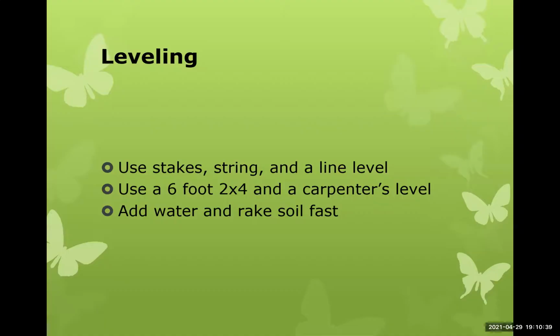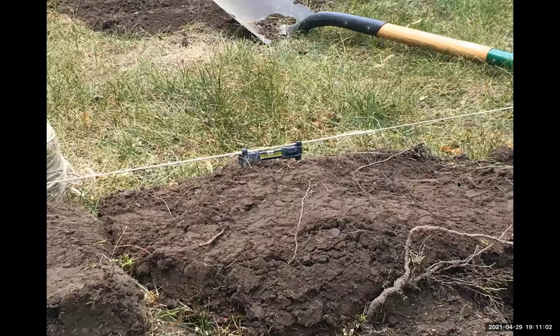And I'll come back to this, but you want to make the bottom of the rain garden level as you're digging it. So we use stake, string, and a line level. You could use a 2x4 and a carpenter's level. And sometimes at the end, we'll add water and rake the soil fast to get it level. But typically we're using a line level as shown here. So we put a stake at either end, and we try to get that string level.